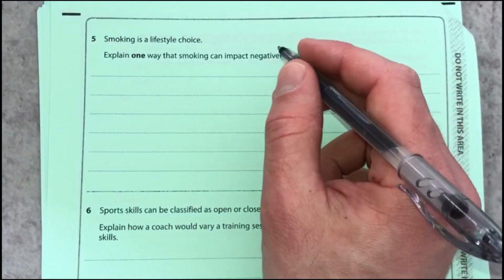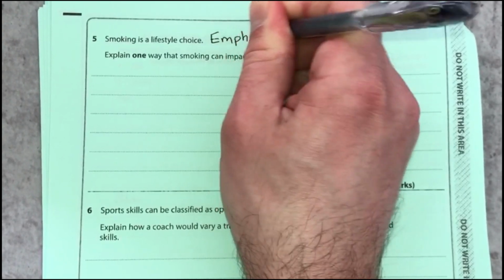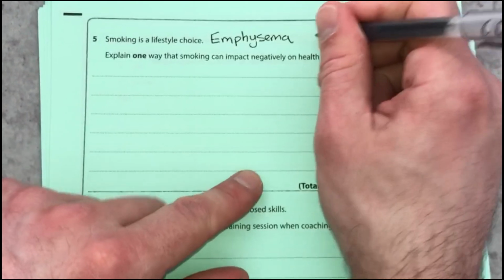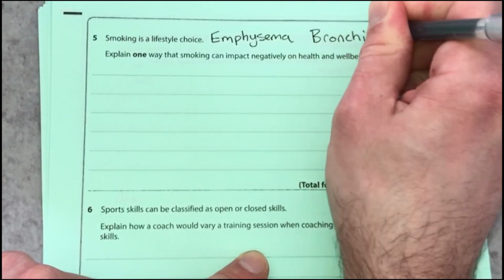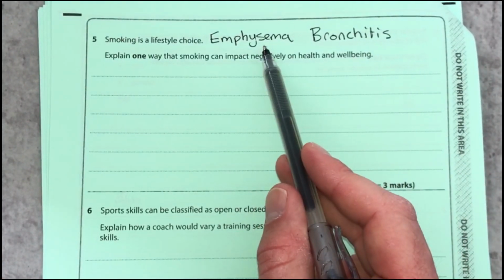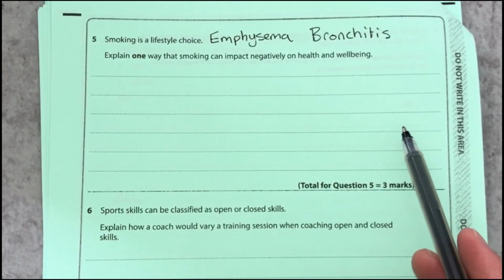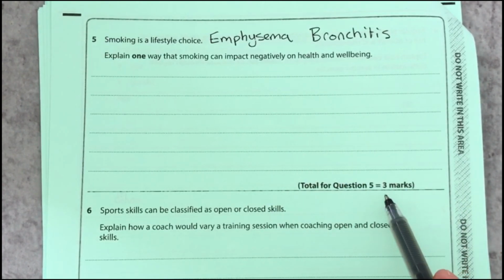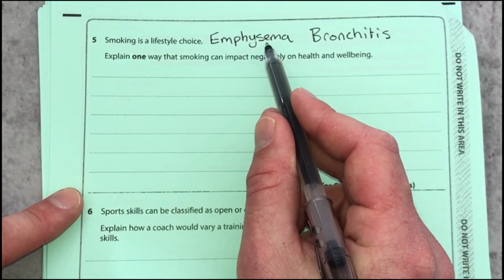the body, and the things we need to remember for GCSE are that smoking can cause something called emphysema. Another one it can cause is something called bronchitis. And obviously smoking can cause lung cancer. So as long as we take one of these terms, then say what it means and why it damages the body negatively on health and well-being, then we should be able to get all 3 marks for this question. So let's do a developed statement for emphysema.